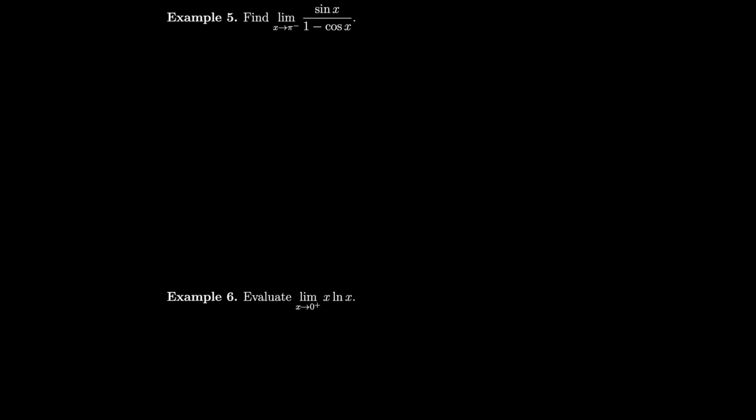Let's try finding this limit now using L'Hopital. So we get that this limit, x approaches pi from the left of sine over 1 minus cosine, is equal to the limit of the derivatives, cosine over sine. Okay, so as x approaches pi from the left, this should become minus infinity. However, this is actually totally wrong because we didn't do something very important first.